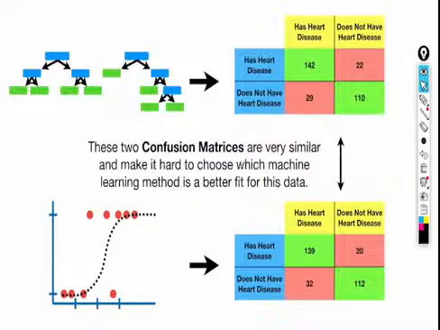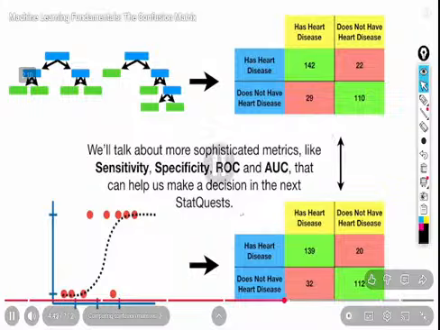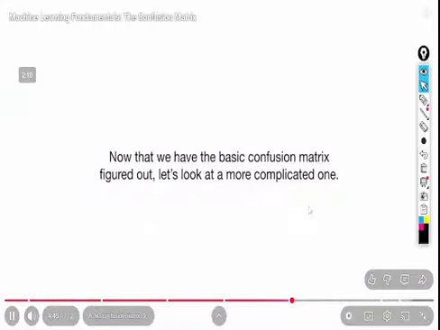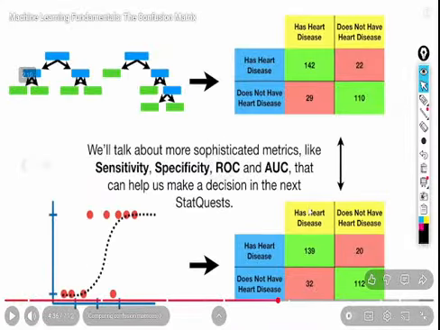These two confusion matrices are very similar and make it hard to choose which machine learning method is a better fit for this data. We'll talk about more sophisticated metrics like sensitivity, specificity, ROC, and AUC that can help us make a decision in the next StatQuests. Now that we have the basic confusion matrix figured out, let's look at a more complicated one. Here's a new data set.